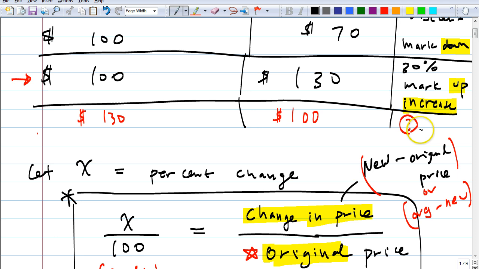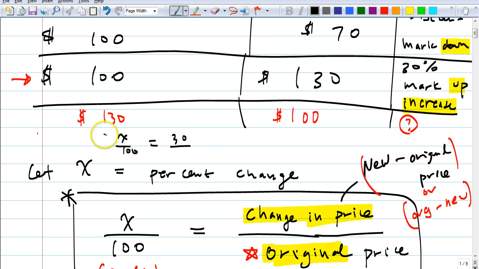So we're looking for this. X over 100 equals to what? If I was doing this problem right up above, what's the change in price on this one? Yeah, 30, right? Because it went from 130 to 100, right? So you do 130 minus 100. So you get 30 over.